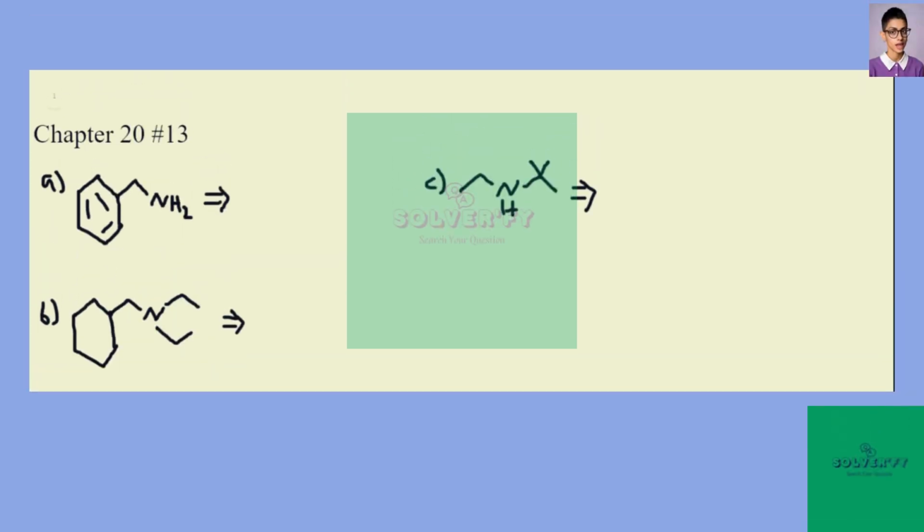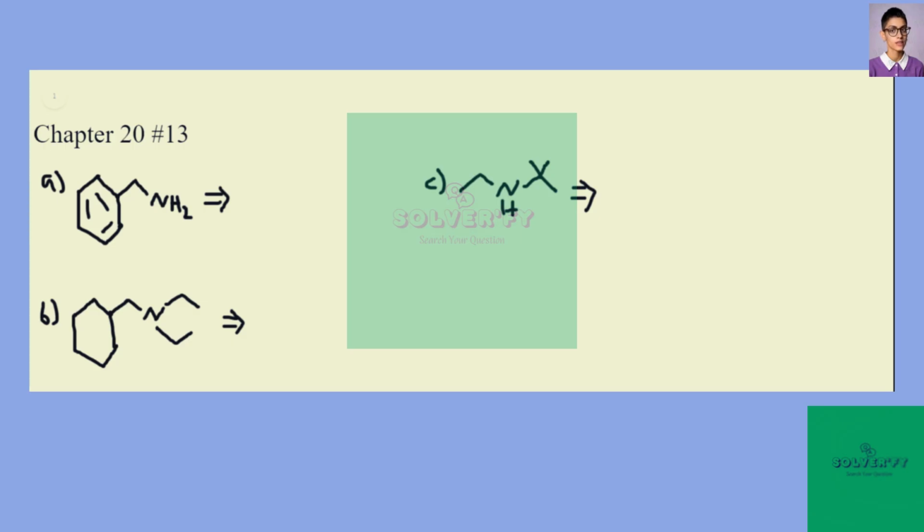This is the answer to Chapter 20, problem number 13 from the Smith Organic Chemistry textbook. This problem asks us what amides will form each of the following amines on treatment with lithium aluminum hydride. We're given the products, and we basically need to work backwards and find the starting material, the amide that we're going to treat with lithium aluminum hydride.